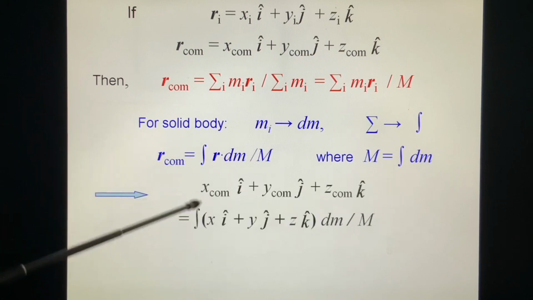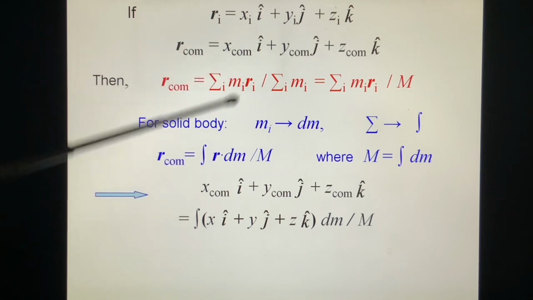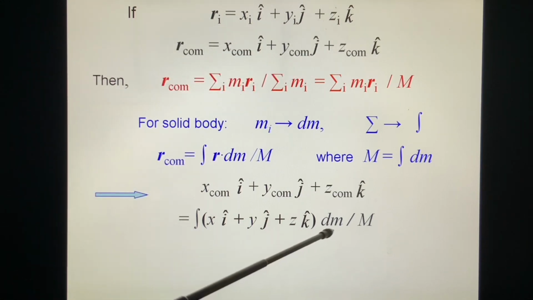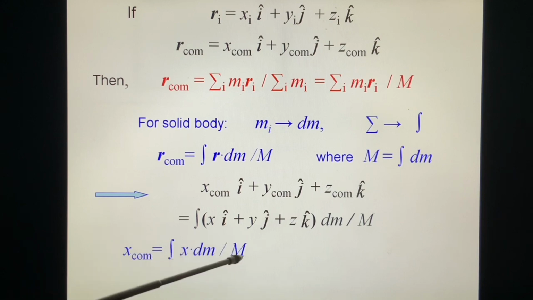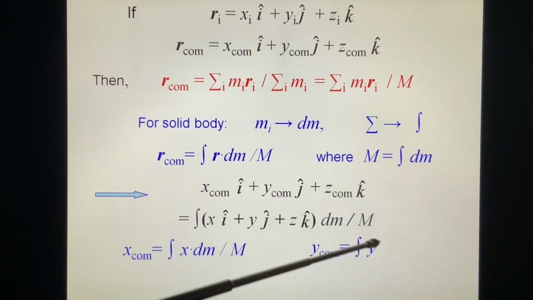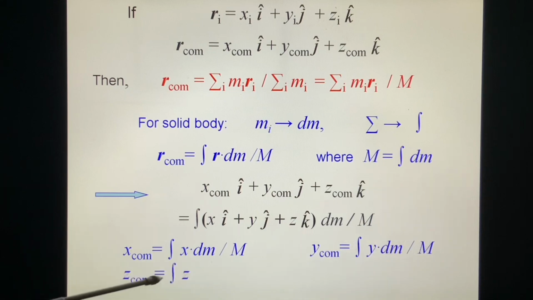R center of mass is this one, ri is this one. We compare the coefficients in front of i, j, k. We get x equals integration x dm over M, y equals integration y dm over M, z equals integration z dm over M, where M is the total mass equal to the integration of dm.